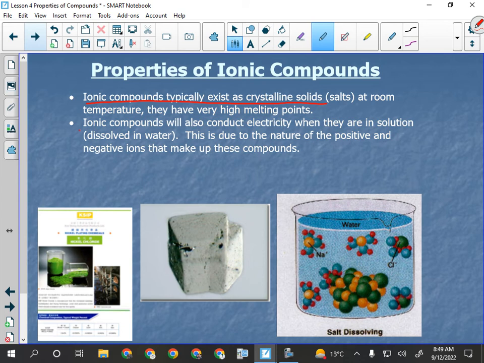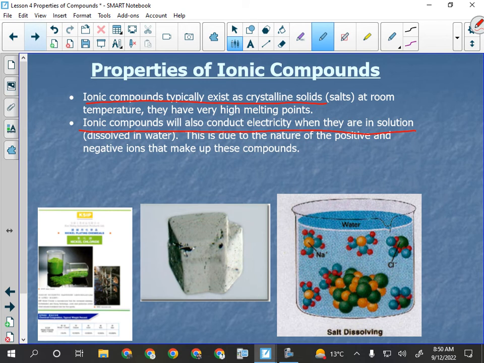Ionic compounds will also conduct electricity when they're in solution. That is the defining characteristic of an ionic compound, and it is one of the tests that we are going to run on Wednesday. The reason that ionic compounds will conduct electricity in solution is because when we put them in solution and they dissolve, they split into charged particles. Remember last week we learned that an ionic compound occurs when a metal gives electrons to a nonmetal, and then the nonmetal has a negative charge and the metal now has a positive charge. Those charged particles are now floating around in the solution, and because of that, electricity can flow between them.